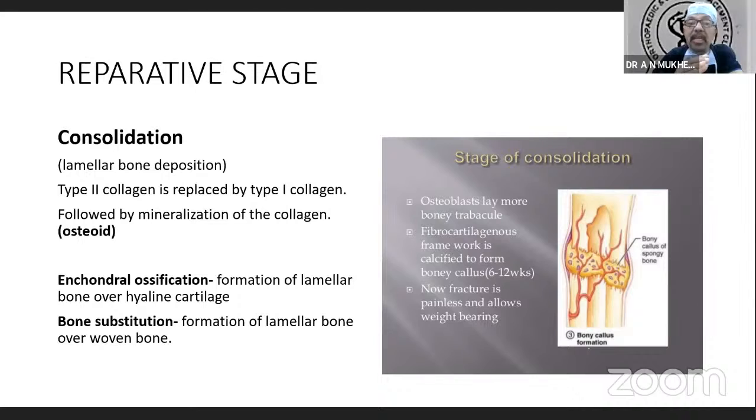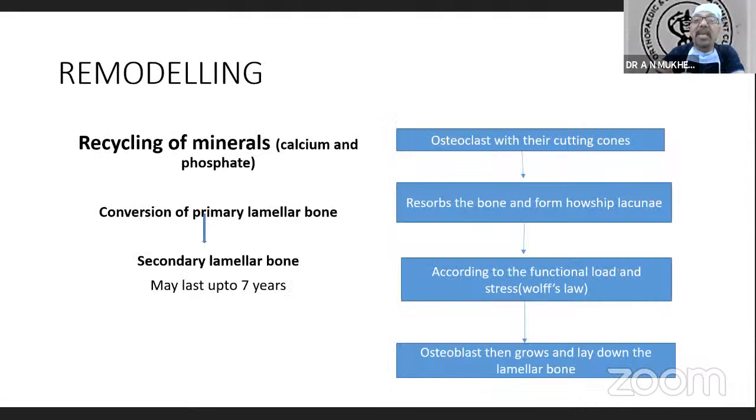The endochondral ossification, the formation of the lamellar bone over the hyaline cartilage, the bone substitution, the formation of the lamellar bone over the woven bone. Thereafter, the recycling, remodeling of the mineral.